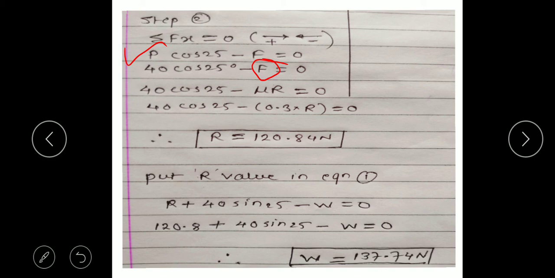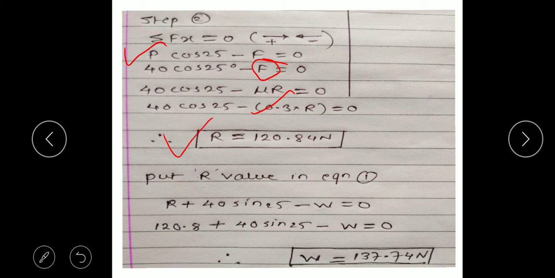In every numerical, place the formula directly as mu into R, because in most numericals they are not going to give the value of the frictional force. If they give it, then there is no need to write mu into R. So 40 cos 25 minus mu R equal to 0. We know the value of mu, 0.3 into R. So finally we will get R equal to 120.84 Newton.